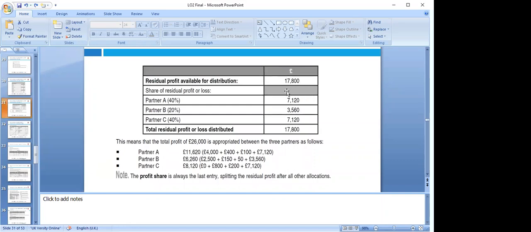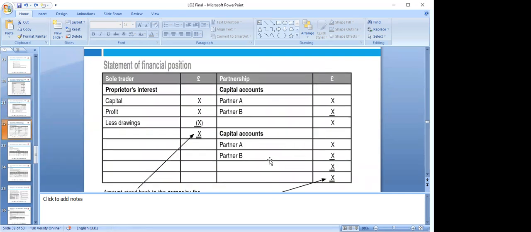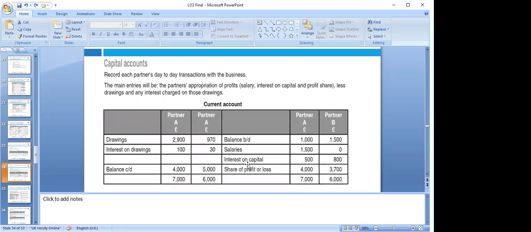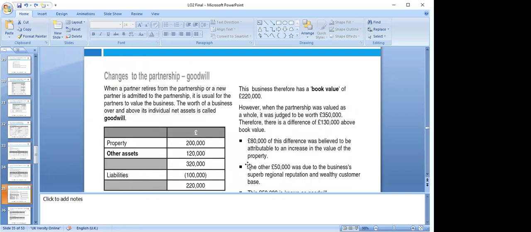We have a profit, and then the sharing ratios will distribute it between partner A, partner B and partner C, according to 40, 20 and 40 percent. That's an example we can look at. For sole trader and partnership accounts, you will see the capital. If the partners have capital accounts, the financial position will look slightly different. We can prepare separate capital accounts for partner A and partner B, and their current accounts, showing how much profit and capital has been allocated to them. If they have a drawing or interest on drawing, that will be debited and credited, and we make adjustments accordingly.